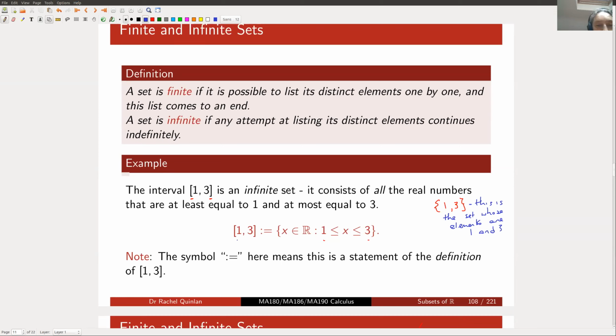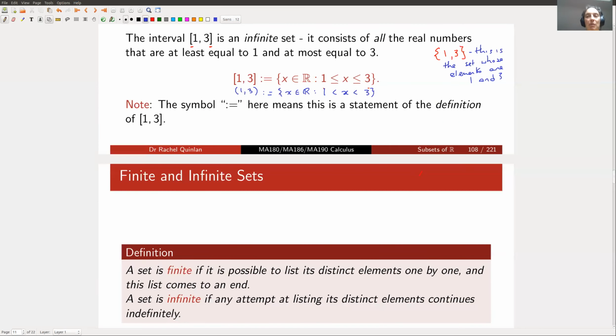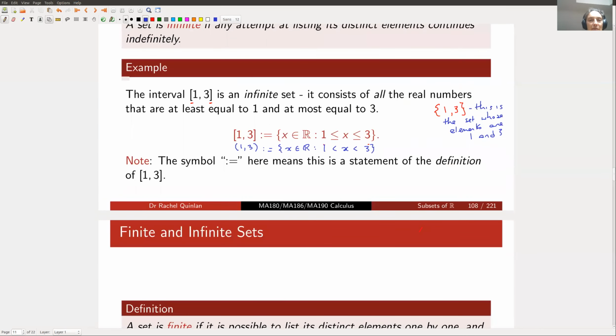And of course, if you put ordinary parentheses around it, that would be the open interval from 1 to 3, which means the set of all real numbers that are strictly between 1 and 3, not including 1 itself and not including 3 itself. And that again would be an infinite set. So I suppose the point I'm making here is that there are these 3 different sets: 1, 3 with curly brackets around it means just the elements 1 and 3. 1, 3 with round brackets around it means the open interval, all real numbers from 1 to 3, but not including the 2 endpoints.